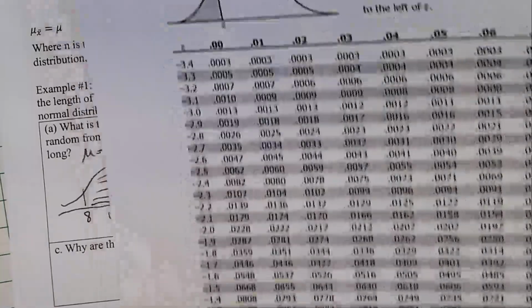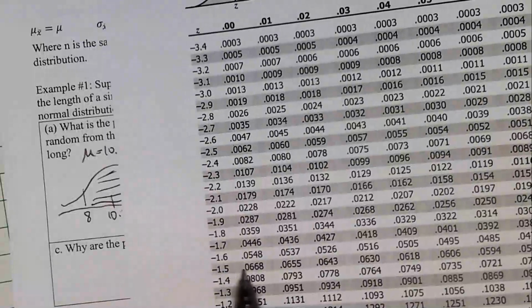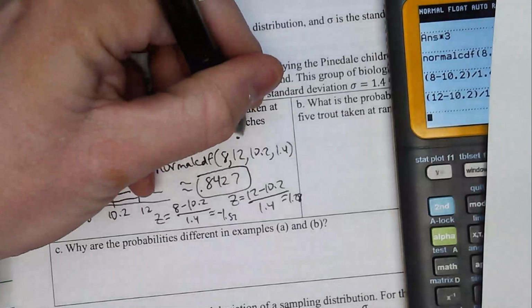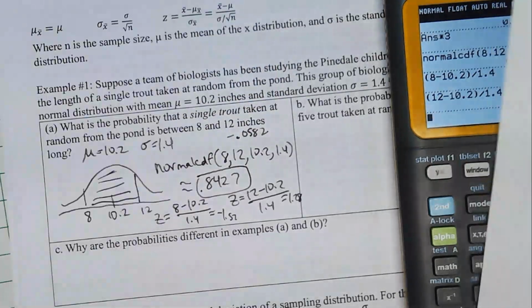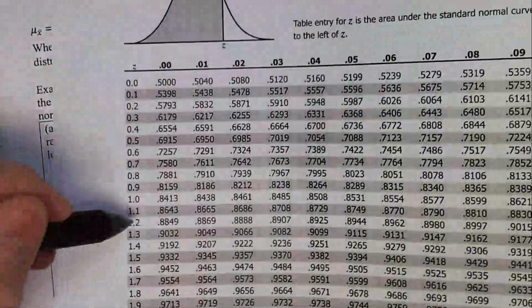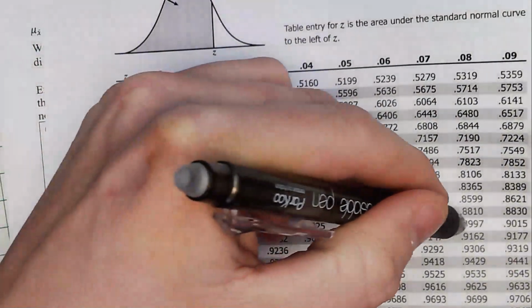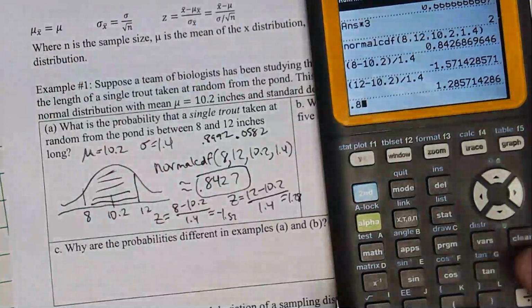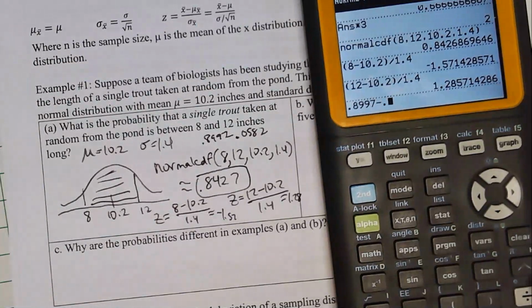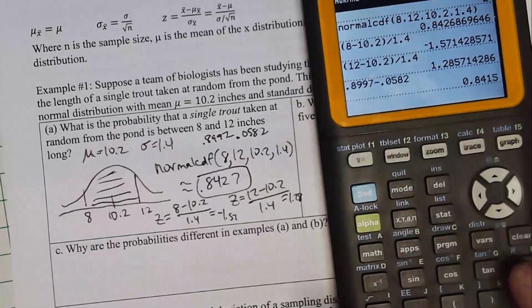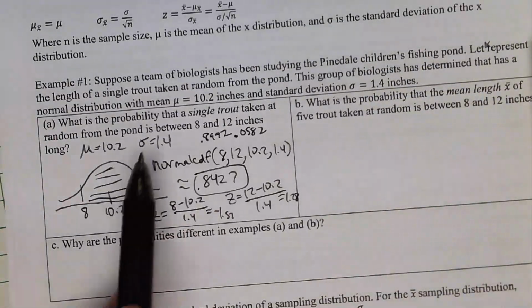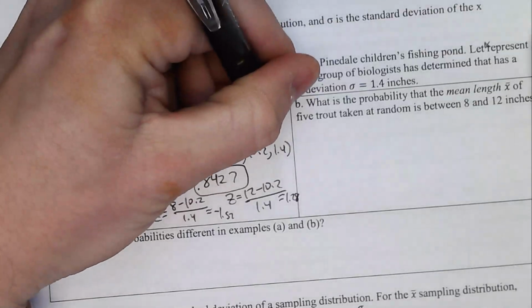So negative 1.57 gives 0.0582, and then you find the 1.28, which is 0.8997. This is how we had to do it back in the day. As I said, the calculator makes it even easier. So 0.8415, a little off because of rounding, but anyways. So that's for a single trout.